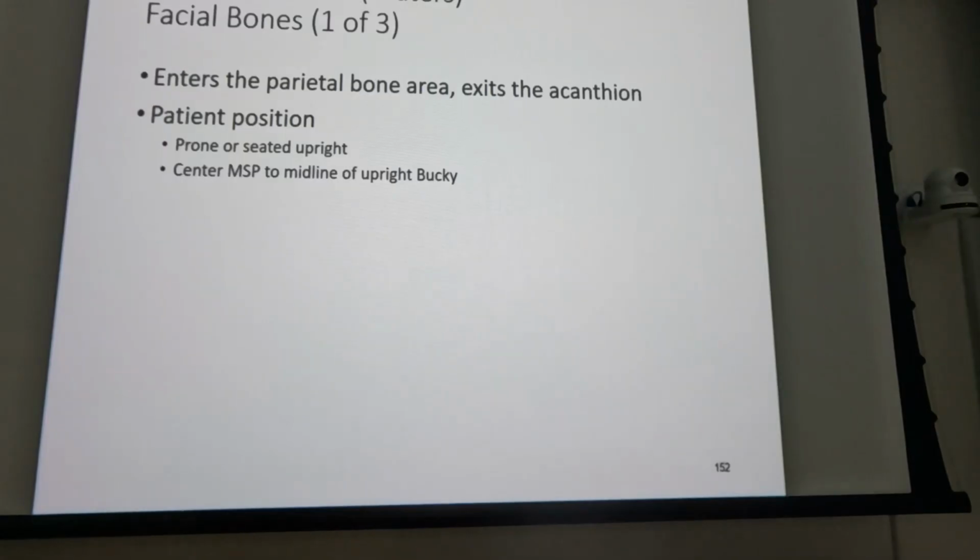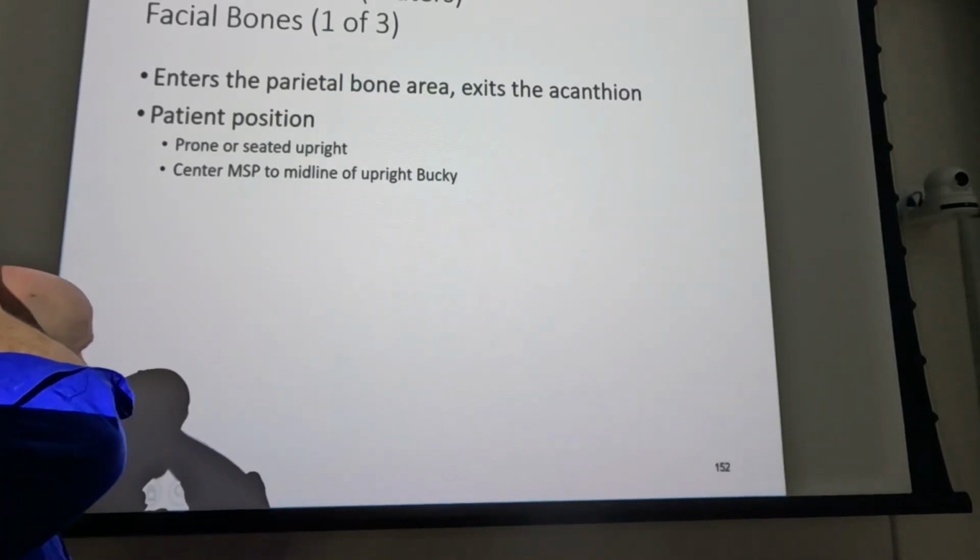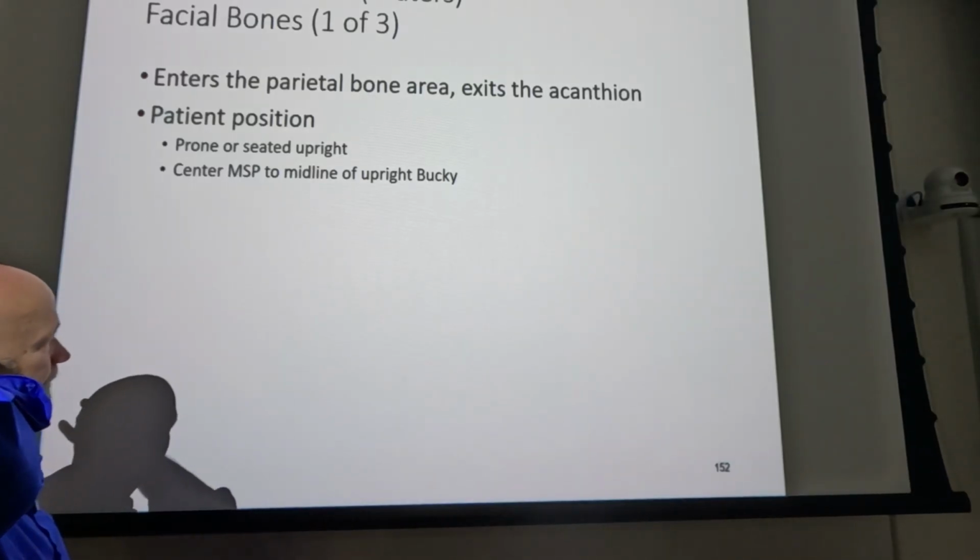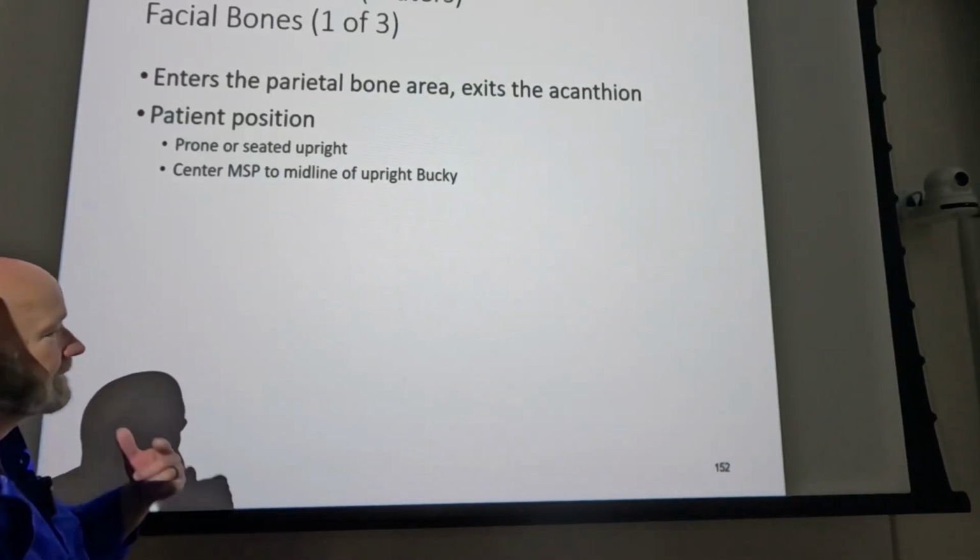Okay, so parieto-acanthial, this is your Waters. Again, probably one of the most important views of the facial bones. And I'll kind of give you a teaser into sinuses here as well. So we refer to this as a parieto-acanthial projection. Your projection comes from the vertex of the skull, or pretty close to it, and exits the acanthion.